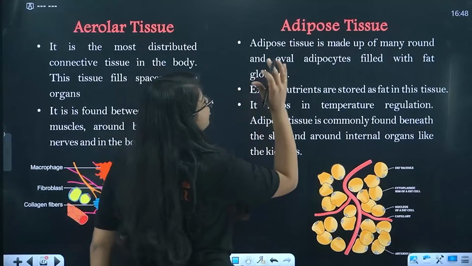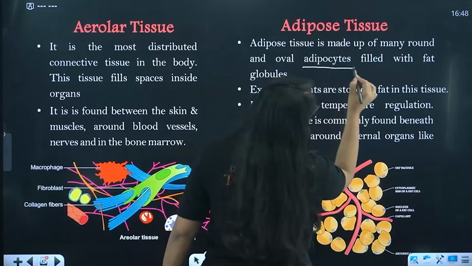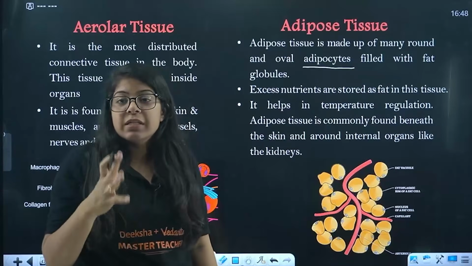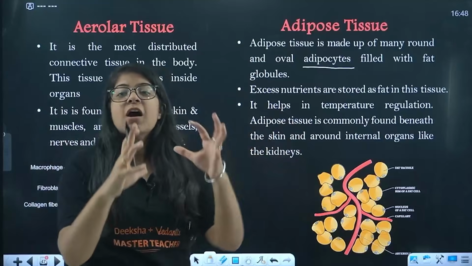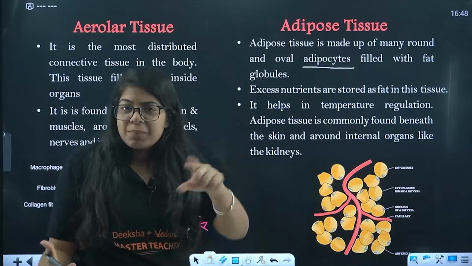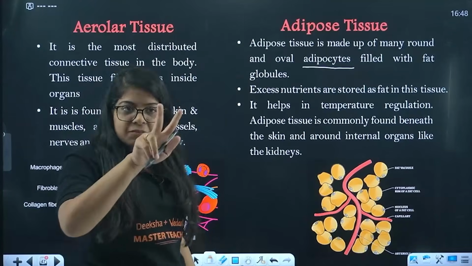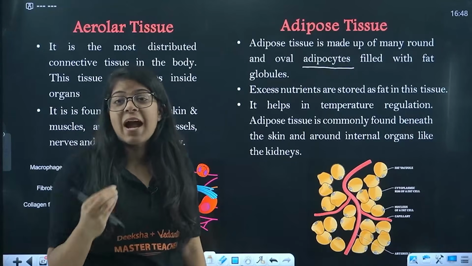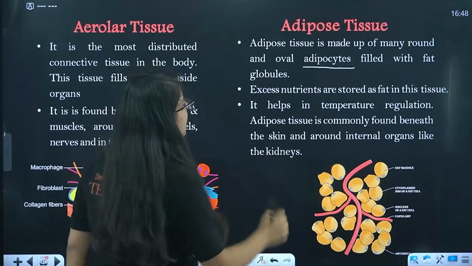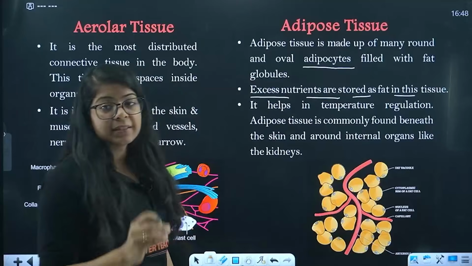This adipose tissue is made up of round and oval adipocytes. These are filled with fat globules. Where do these fat globules come from? The pizza you had yesterday, the noodles you had yesterday. From those fat globules, this adipose tissue is made up. Excess nutrients are stored as fat in this tissue.